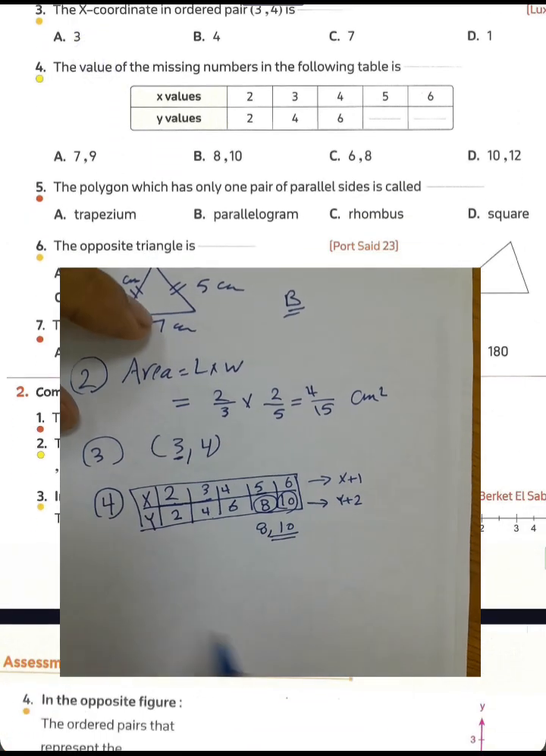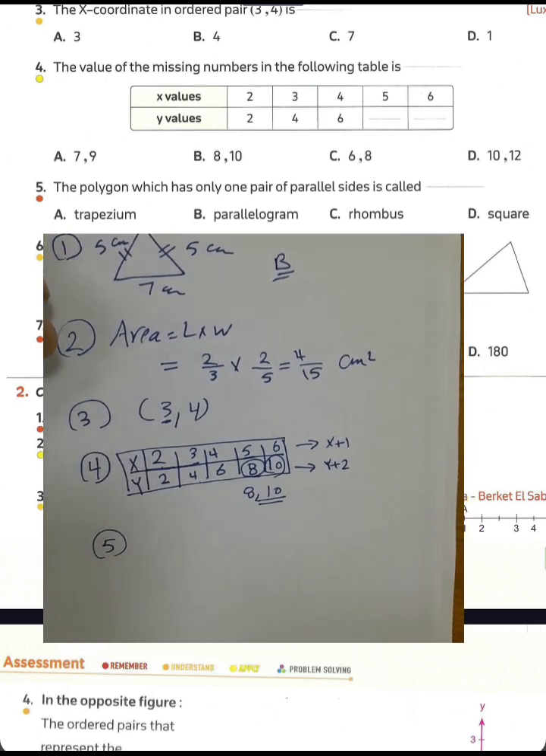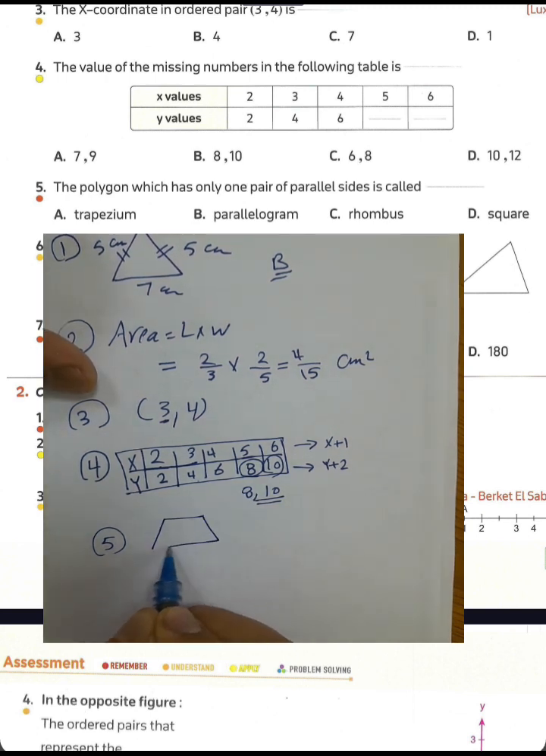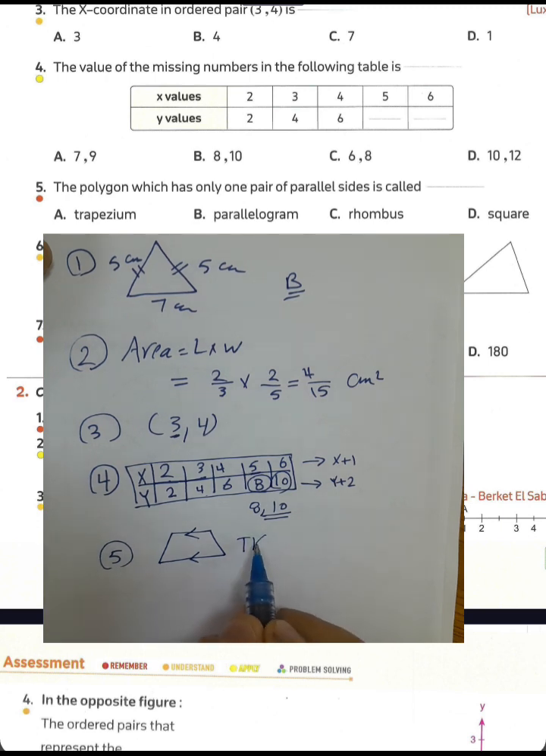Question number 5. The polygon which has only one pair of parallel sides is called what? We have only one pair of parallel sides in the polygon. Who can tell me the result of question number 5? We call it a trapezium because we have only one pair of parallel sides. We call the polygon which has only one pair of parallel sides a trapezium.